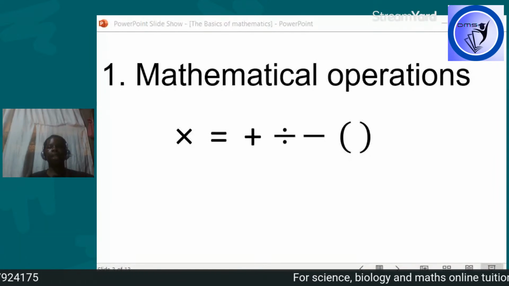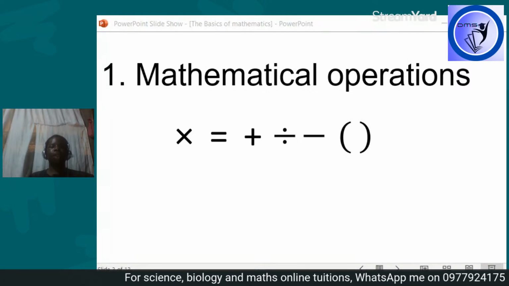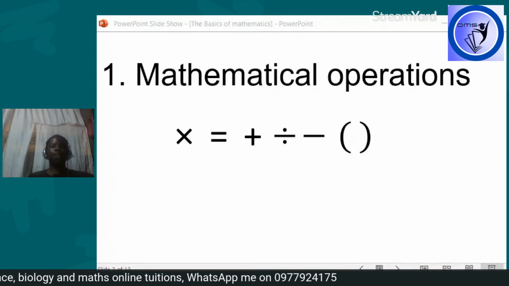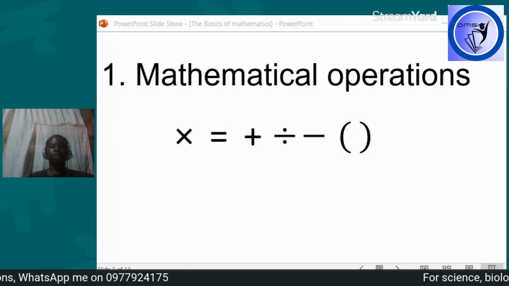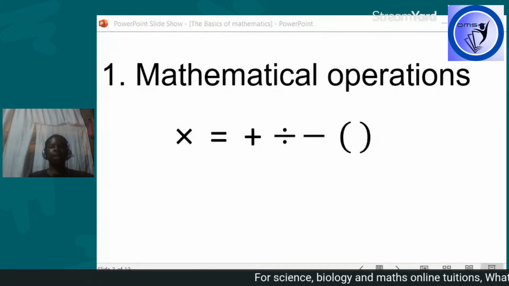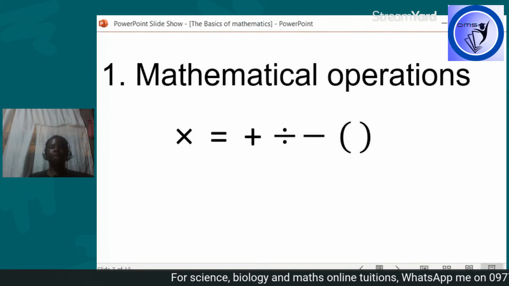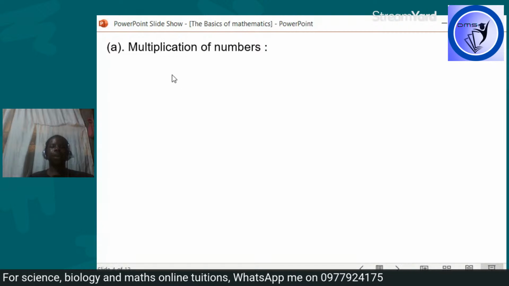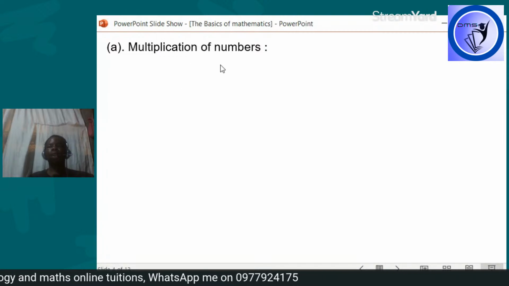And we are looking at mathematical operations, where we are starting with multiplication, equal sign, addition, division, then subtraction, also known as minus, and also brackets. All right, then let's move a little bit here.